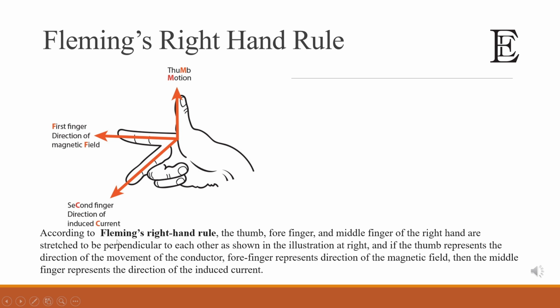According to Fleming's right-hand rule, the thumb, forefinger, and middle finger of the right hand are stretched to be perpendicular to each other as shown in the illustration at right. And if the thumb represents the direction of the movement of the conductor, forefinger represents the direction of the magnetic field, then the middle finger represents the direction of the induced current.